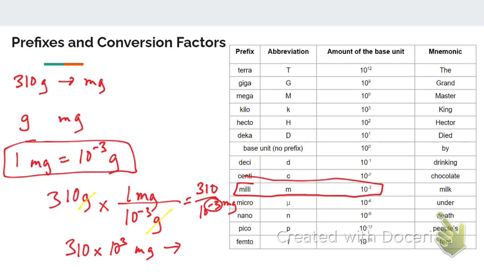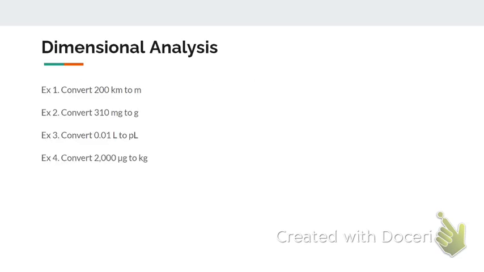So if I convert this into standard form, it'll just be 310,000 milligrams. Now, usually if you're going to be greater than 10 to the third, it's better to keep it in scientific notation. So this would be 3.1 times 10 to the 5th milligrams. Okay. All right. Let's do one more problem.